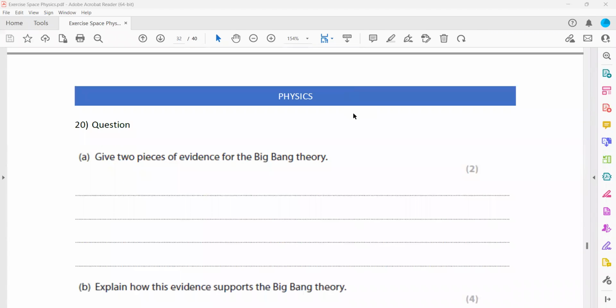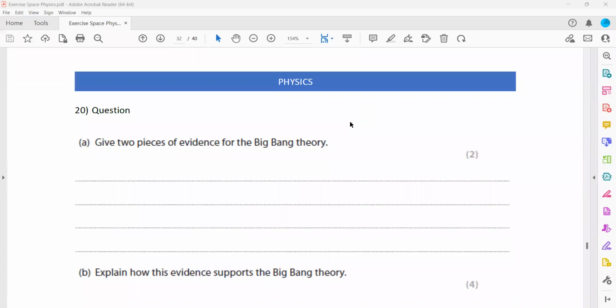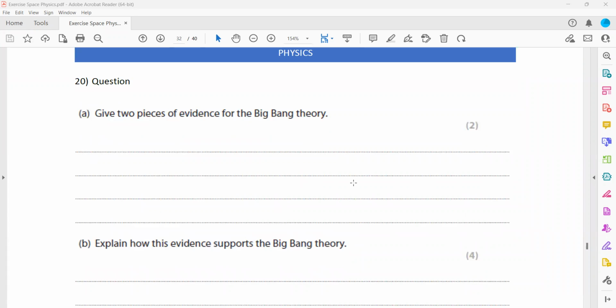Question 20 is related to giving 2 pieces of evidence for the Big Bang theory. What are the evidence? Red shift is being experienced. Of what? You have to mention it.